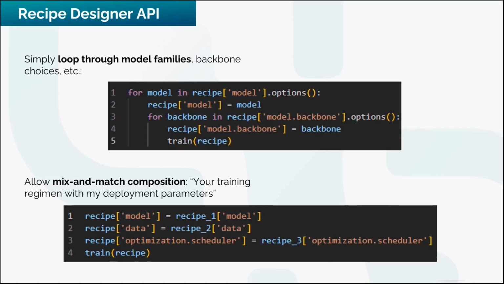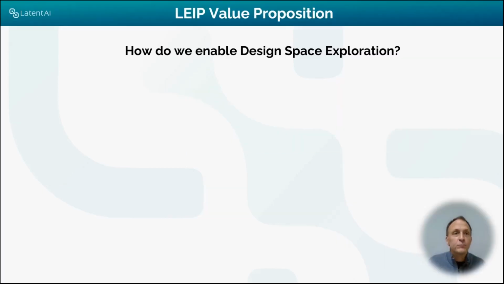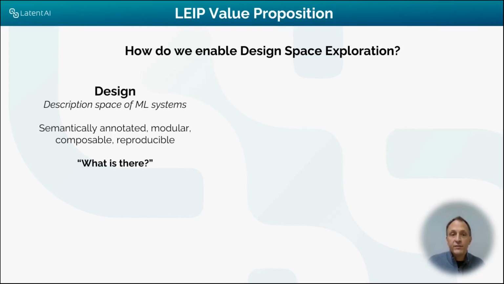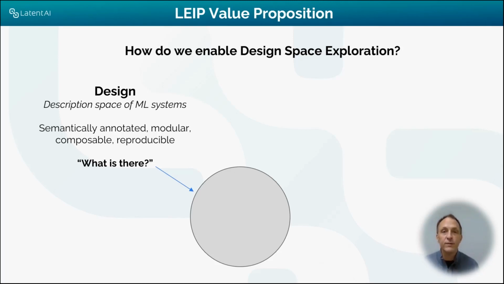So, how do we really enable efficient design space exploration? In a sense, LEIP recipes define the space of possible design alternatives. This space could be restricted to a particular task like object detection or cover more general spaces with multiple modalities and the like. The details here don't matter. What matters is that the system design is done in a programmatic fashion with a Python API, so you can immediately access the space with automation.